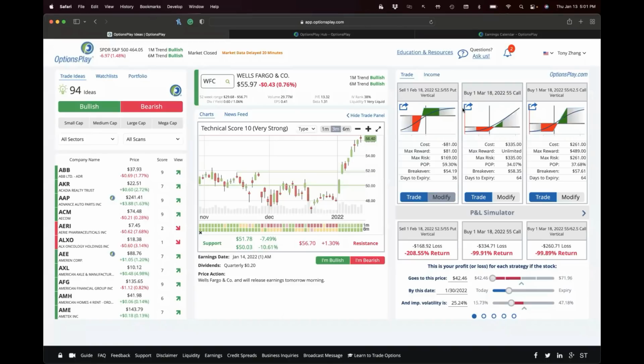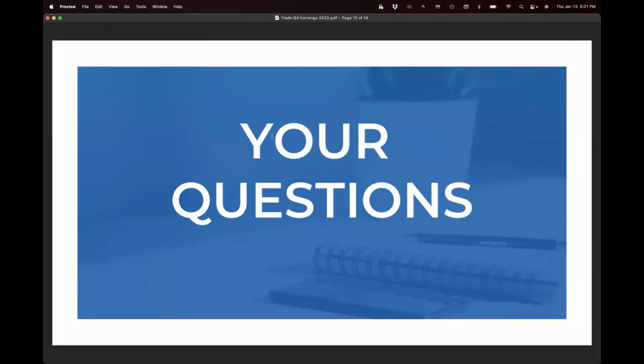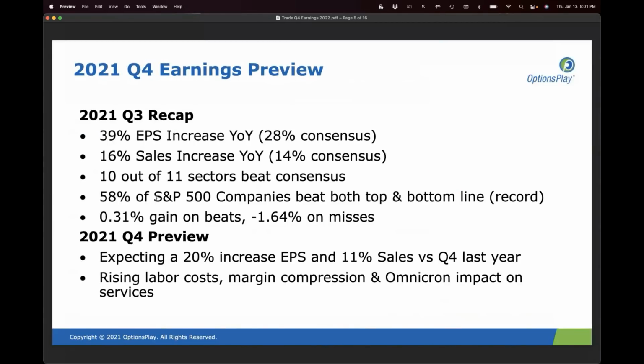Bob Delaney asks, once earnings are released, many stocks, even those that outperform their sector, often slump. Can you comment? Yes, Bob, that's exactly the statistic I was showing you in the very beginning. In Q3, stocks that beat only moved on average 0.31%. Stocks that missed moved 1.6% lower. So last quarter, we saw much bigger reactions to the downside than to the upside. That's why I think you're going to see more opportunities on bearish stocks than on bullish stocks this particular earnings season.